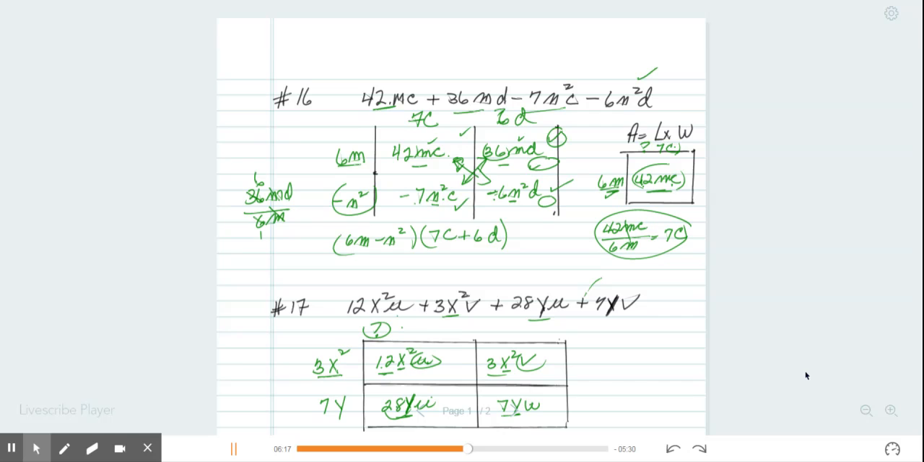Well, what times 3 gives me back 12? 4. I've already got the x squared. All I need is a factor of u here. 3x squared times 4u would give me back 12x squared u. So now we notice 4u times 7y is 28yu. 4u times 3x squared gives me that.